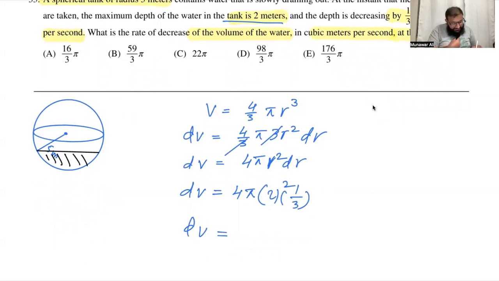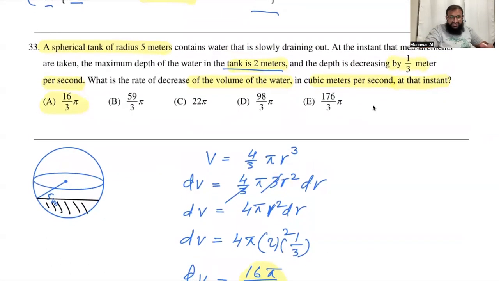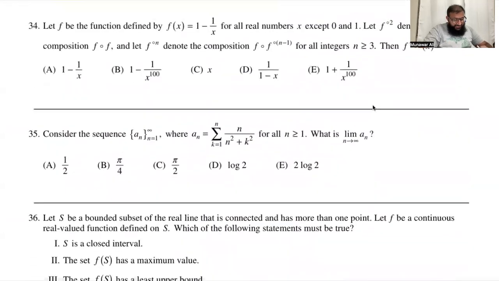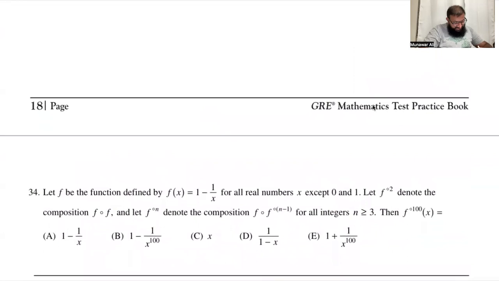So what is dV? So 4, this is 16 pi by 3. So this is our answer. Do we have it? Yeah, it's option A, 16 pi by 3. So this was question number 33, which is really simple if you simply apply the differentials. Let us move towards question number 34.